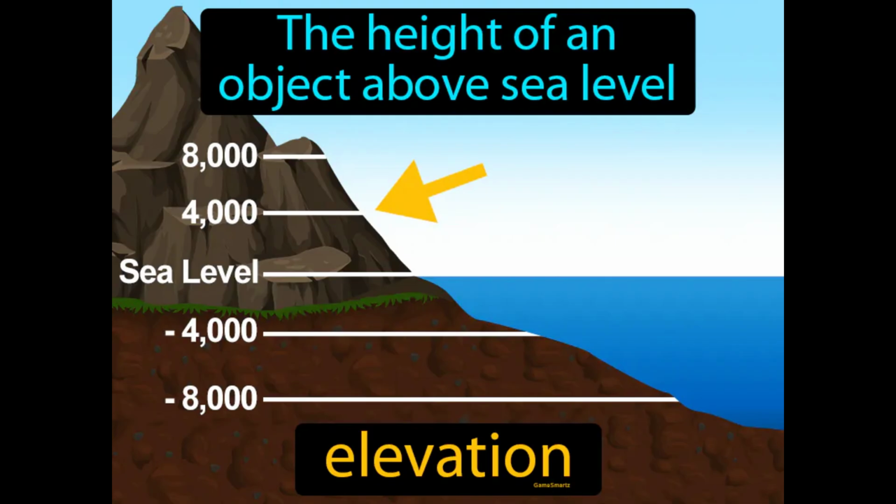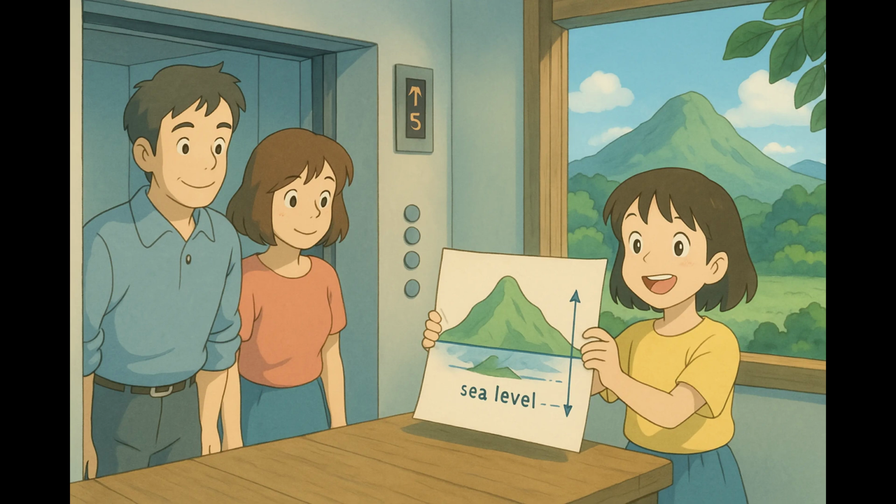The height of an object above sea level. Elevation. Elevation is the height or altitude of a place or object measured from sea level. Imagine trying to measure how high you are in a crowded elevator when all you see are floors passing by. This is similar to figuring out the elevation of a mountain, which involves knowing how high it is above a fixed point, like sea level, rather than just how many steps you've climbed.